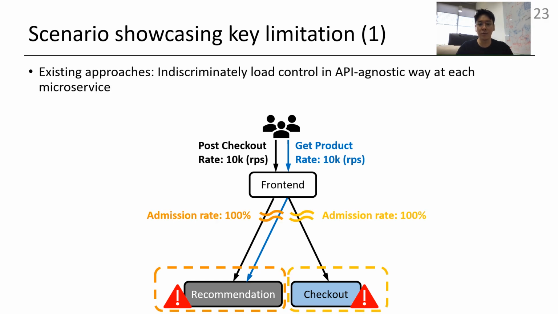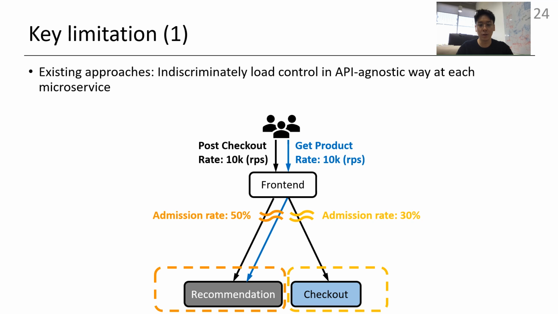The existing approach would perform per-service load control, which will indiscriminately load control in an API-agnostic way at each service. From 100%, they will lower the admission rate until the service does not experience overload. So here's the result, where the recommendation service is set with an admission rate of 50% and the checkout service by 30%. The resulting admission rate would process 5K post-checkout requests and 5K GET product requests at the recommendation service, and the checkout service would process 3K post-checkout requests.